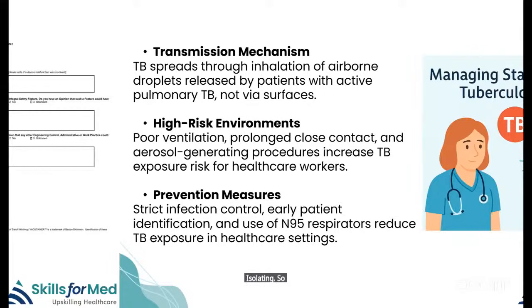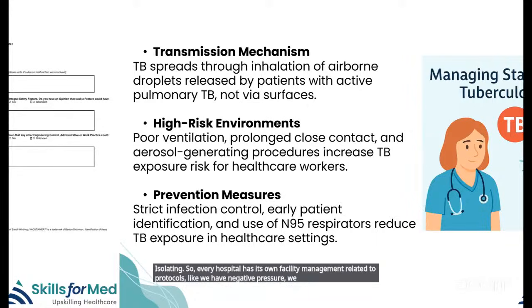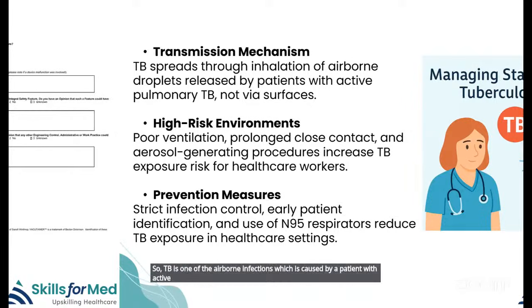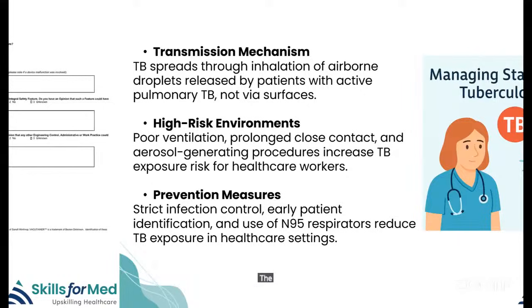Every hospital has its own facility management and protocols, like negative pressure and positive pressure. The only thing is that we should know about this airborne infection and the protocols we need to follow. TB is an airborne infection caused by a patient with active pulmonary tuberculosis. In the hospital environment, it spreads whenever there is poor ventilation, prolonged close contact, or an aerosol procedure is done on a patient and we breach the protocol, which can lead to tuberculosis. What are the preventive measures you need to follow?